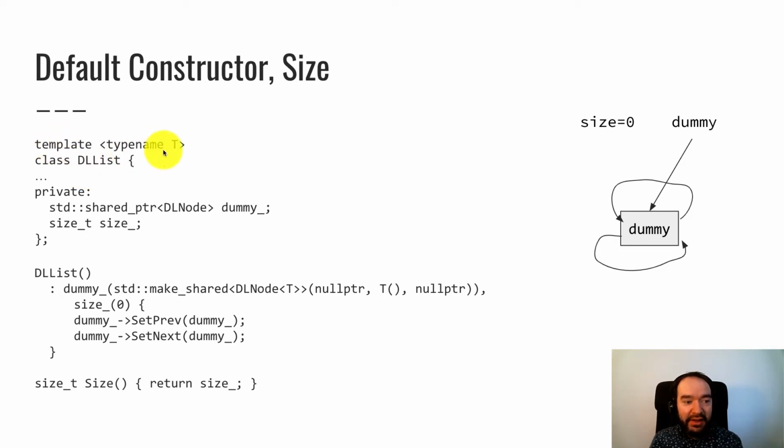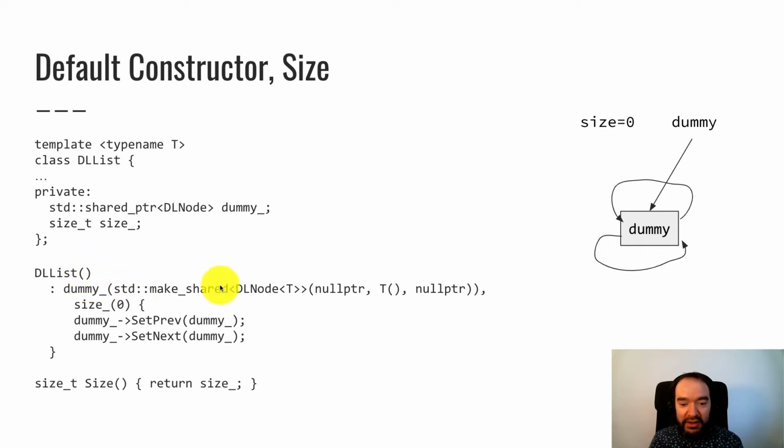This would be a template class called DLL_list. And the private data members are simply a shared pointer to the dummy node. Remember that in a doubly linked list, we only need that one pointer to the dummy node, and a size_t size to keep track of the size of the list. The default constructor needs to initialize a valid empty list.